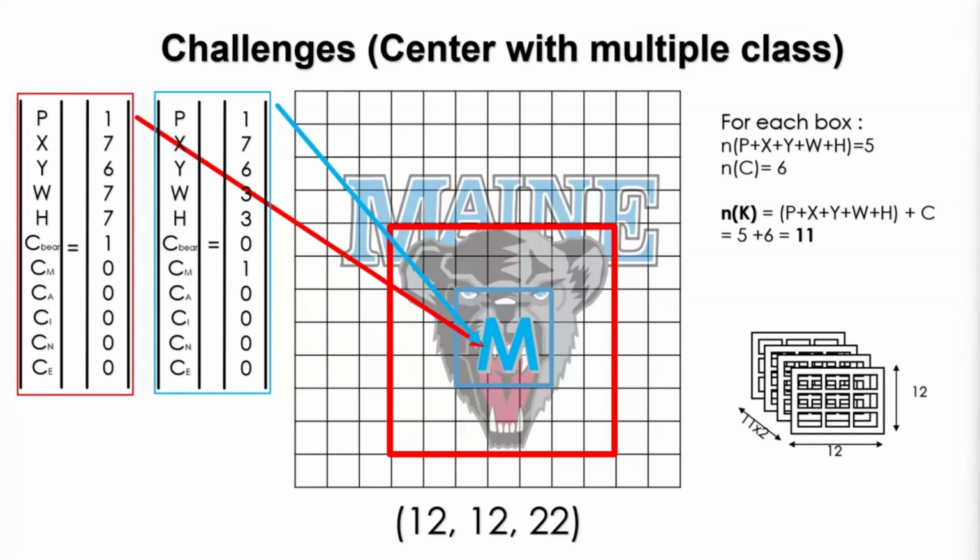What we do here is simply concatenate these two bounding boxes into one. There was 11 for this beer and 11 for this m. We concatenate them together and make it 11 by 2, which is in other words 22 in total. Then the shape of this image would be 12 by 12 by 22.